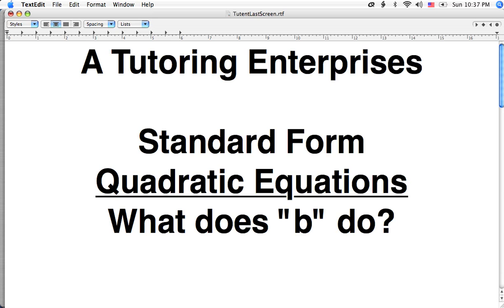We're studying the standard form of the quadratic equation, y equals ax squared plus bx plus c, and we're asking the question, what does b do, the parameter b? All right, well, let's go take a look at the graphing calculator.